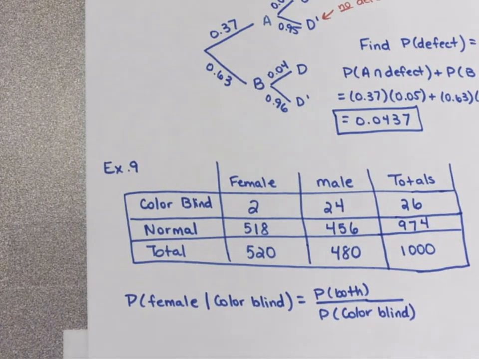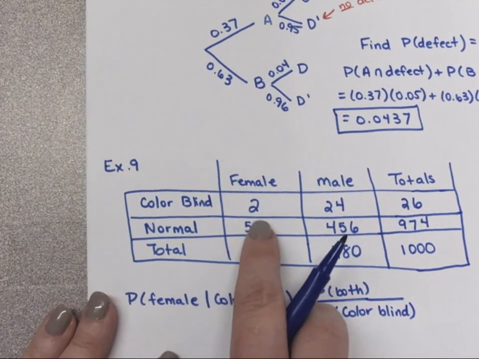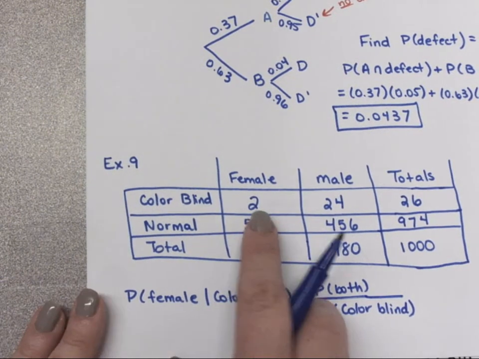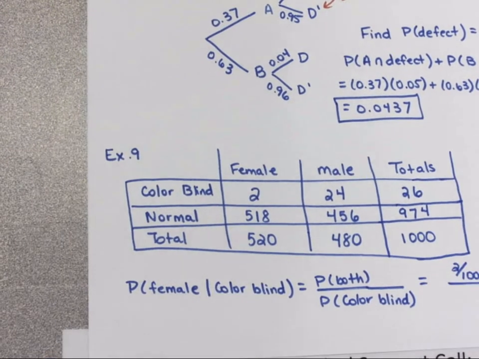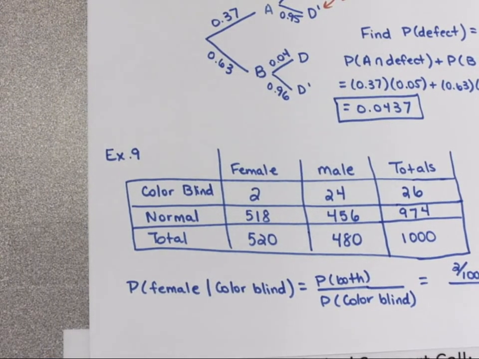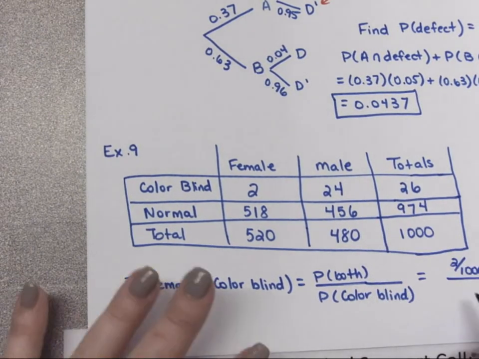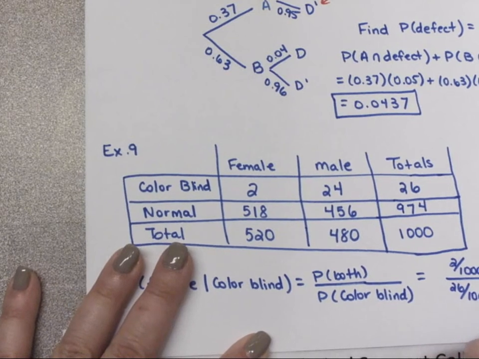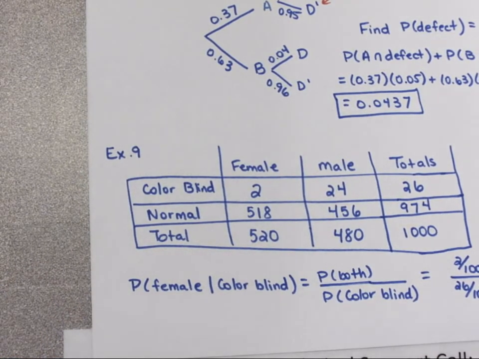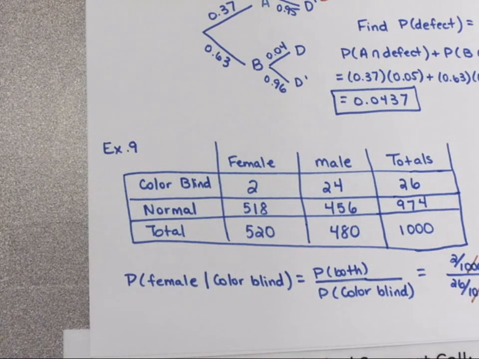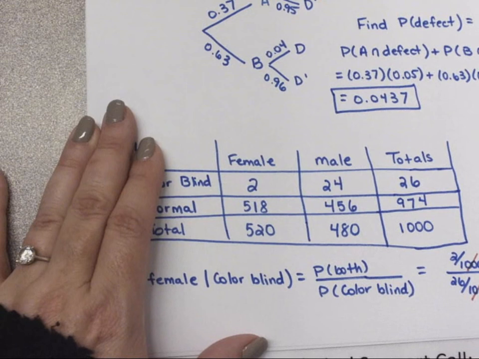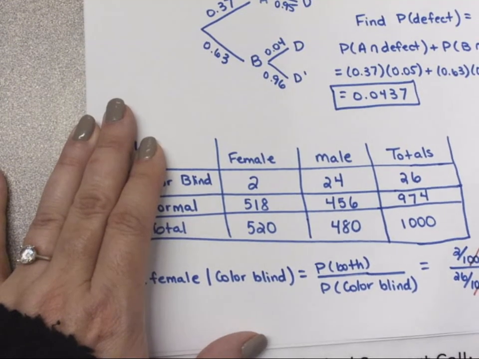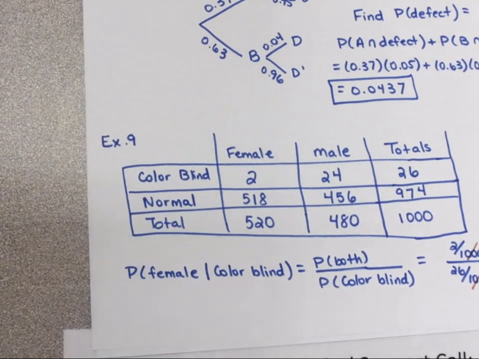So what's the probability of both? In other words, what am I asking for? Just the female colorblind people, right? Which was only how many of them? 2, but it's 2 out of how many people total? 1,000, right? And then what's the probability of someone being colorblind in this study? So how many colorblinds total were there? 26 out of 1,000. Okay, so what happens to the thousands just like before? They go away, right? Leaving what fraction that we could reduce actually? 2 over 26, but 2 goes into both of those, so you'd end up getting 1 out of 13. Okay.